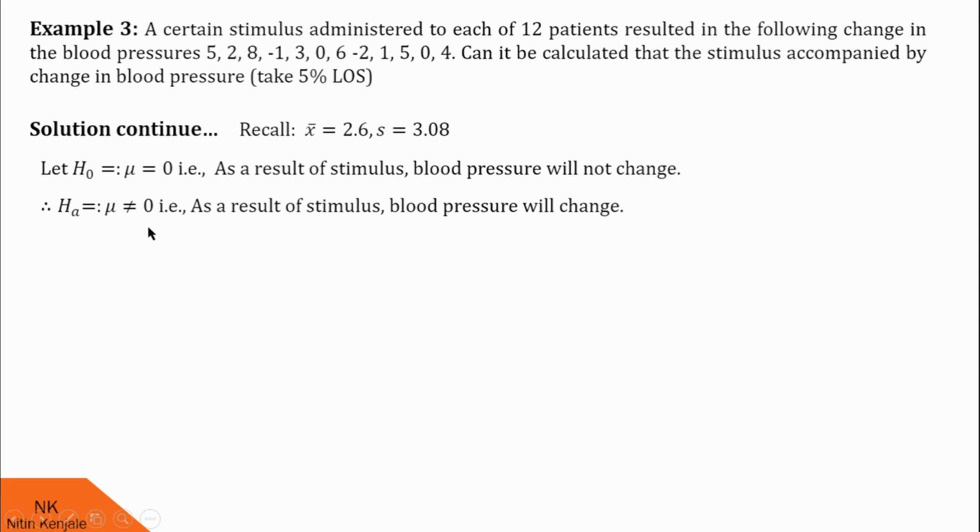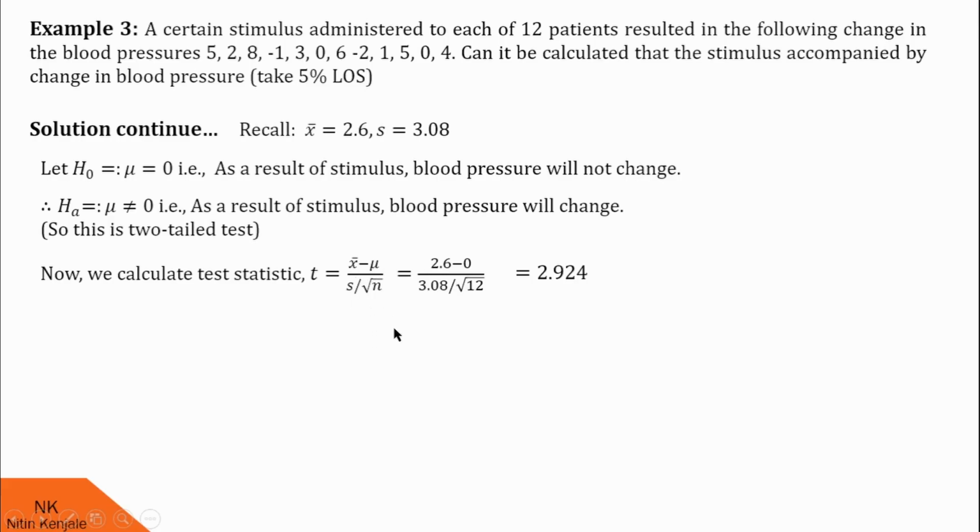When we say so, this is two directional. That means mu can be less than 0 or can be greater than 0. So this is a two-tailed test. Now let us proceed to calculate test statistic given by the formula x bar minus mu upon s upon root n. After substituting values, I see t is equal to 2.924.